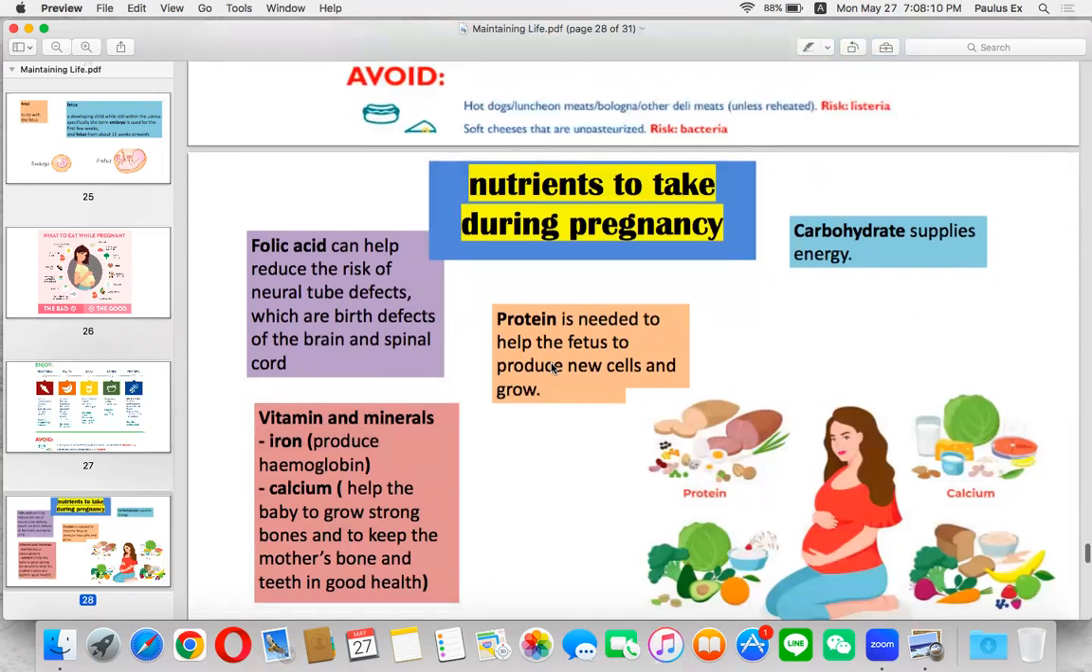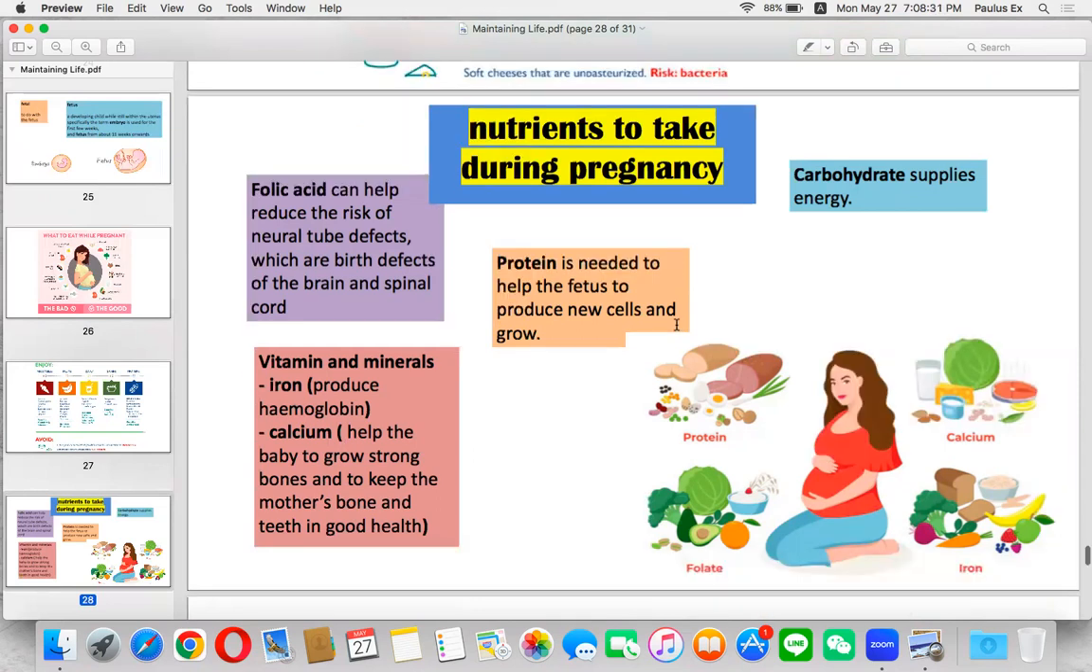Now we go on to the nutrients to take during pregnancy. Folic acid can help reduce the risk of neural tube defects, which are birth defects of the brain and spinal cord. And then vitamins and minerals, iron, calcium, also protein, carbohydrates.